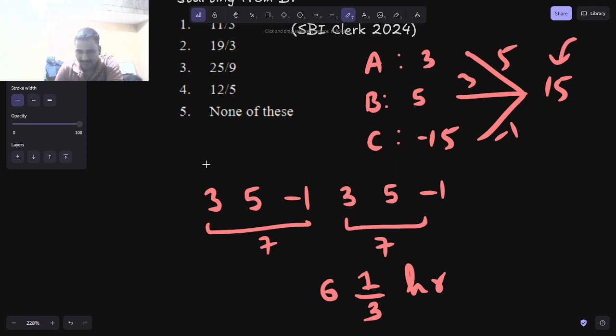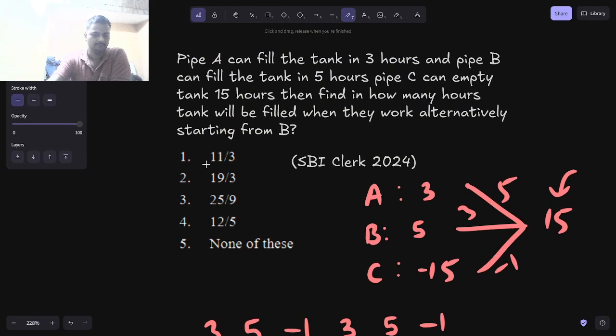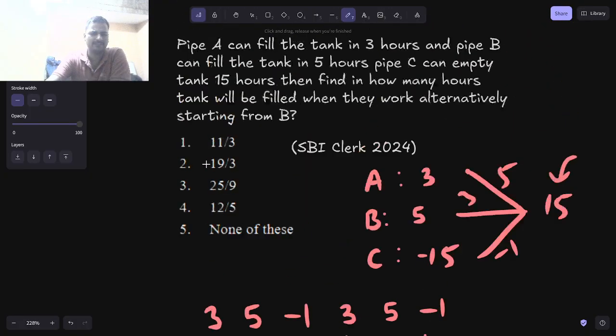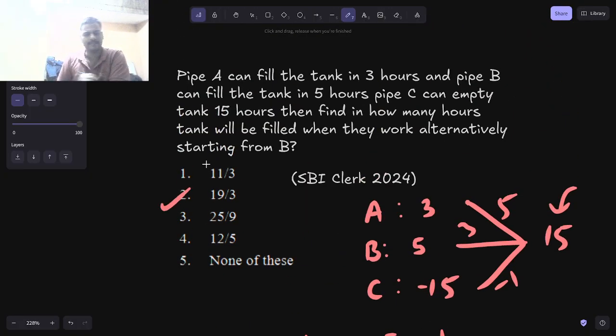How much work was left? 1 unit. And who came? Its efficiency, so 3. Had A been there on the last day, it would be 1 divided by the efficiency of A, so that is 5. Okay, that's it. So if I simplify it further, 19 by 3 should be there. So the second option should be the correct one.